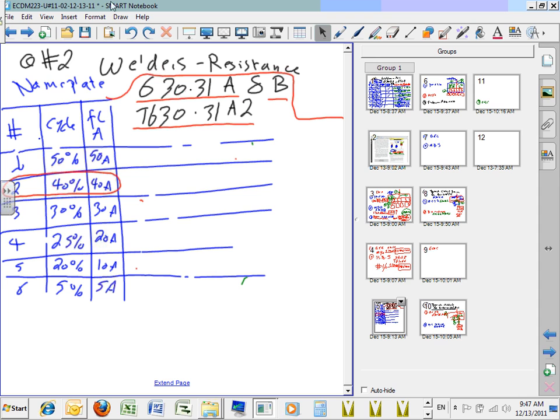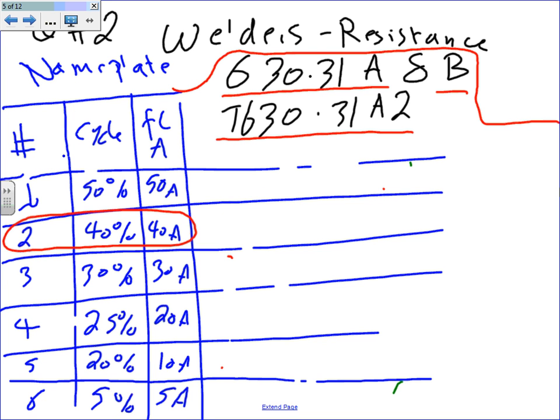Okay, so here are my welders. These are nameplate values given first for you. I have resistance welders. We know where 630.31 A and B are. We've just gone to the table 630.31 A2. Was it A2? Yep, A2. Now we're going to apply it. So the first one I have is 50 amps. This is the fattest and the fluffiest.